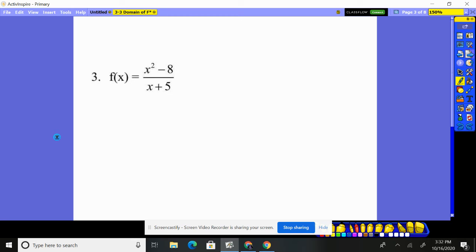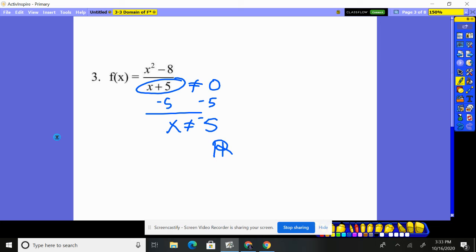Problem 3, we have a fraction. What can't happen to a fraction? This bottom cannot be a 0. So we solve it, subtract 5. x cannot equal negative 5. So the domain is all real numbers except x can't equal negative 5.